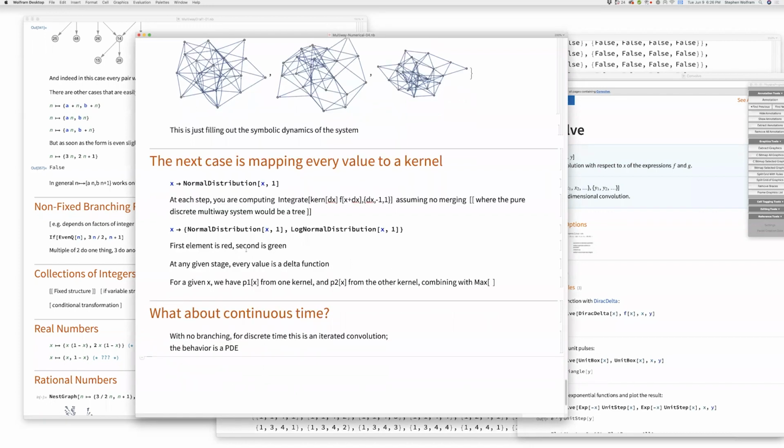So what is it when it has more than one thing? What's the analog of this combining with max at every step? What is the infinitesimal version of the combining with max thing? It's really not obvious to me, unless it's some kind of weird path integral thing.